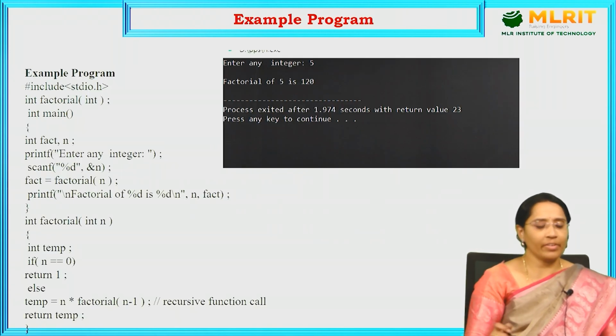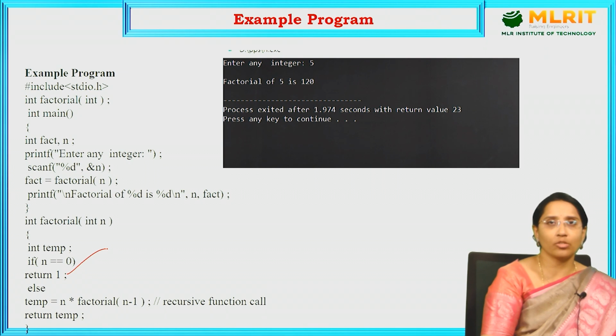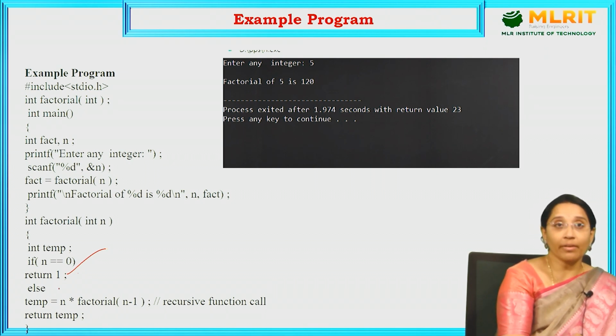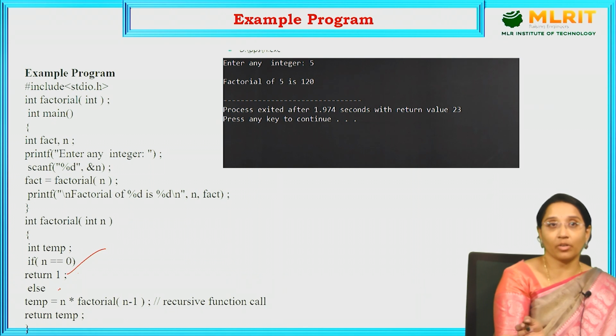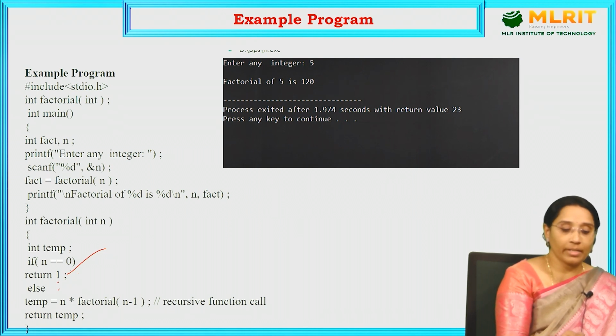So here we have taken the base condition as 0, that is also okay, you can take it, no problem. So if n reaches 1, return 1. You should not return 0 because factorial will be 0 then. So return 1. If n equal to 0, return 1.